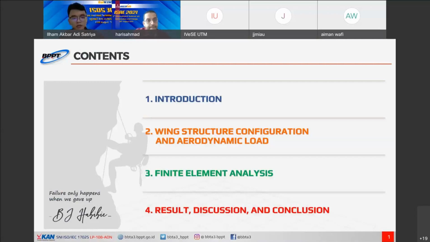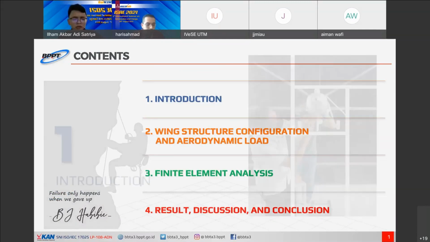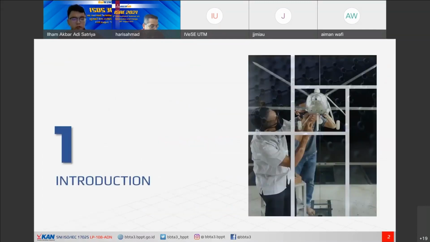First, we will talk about the introduction and background, and then we will move on to the wing structure and configuration, and also the aerodynamic loads as well. And then the third part is finite element analysis. And then the last but not least is the result discussion and the conclusion. Okay, let's start from the beginning, the introduction.